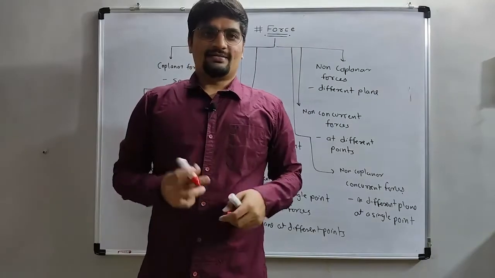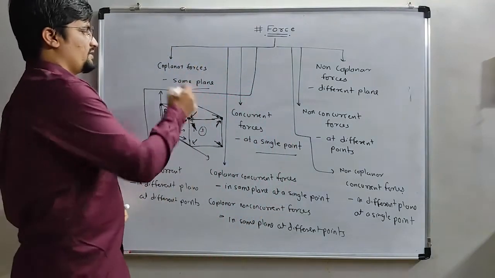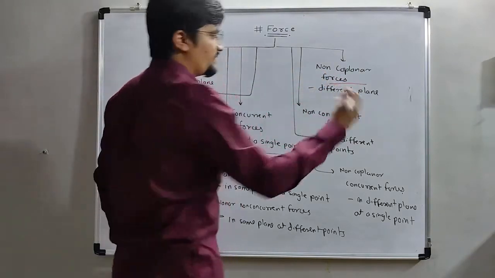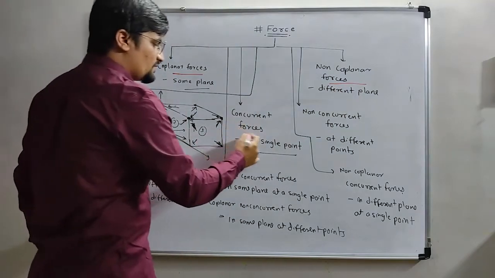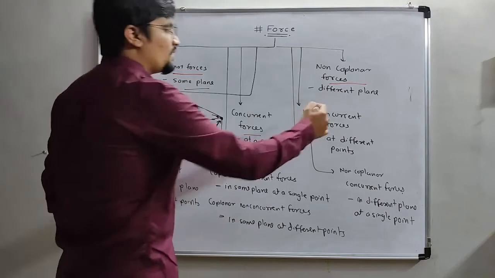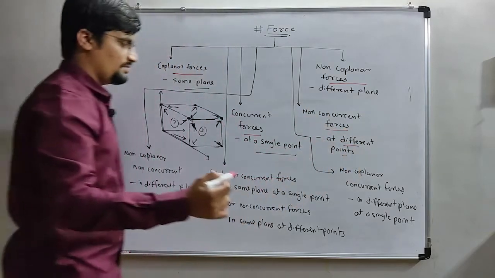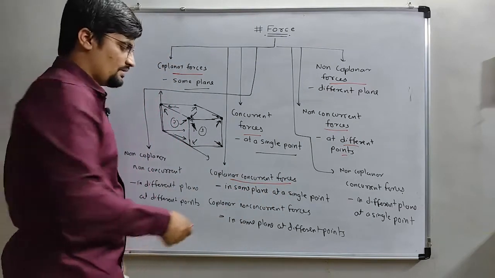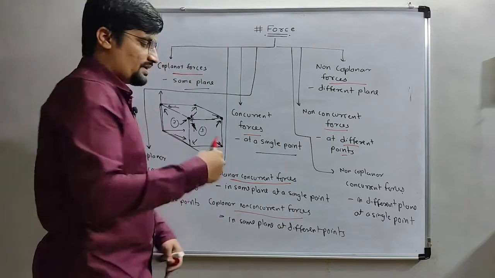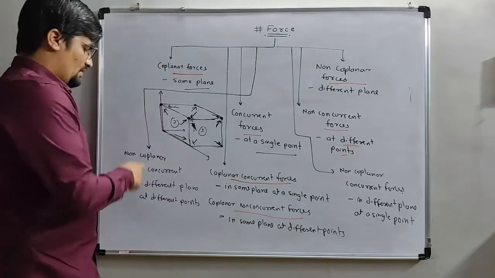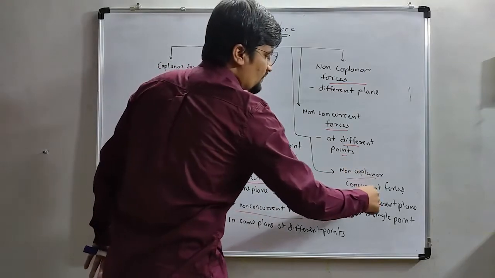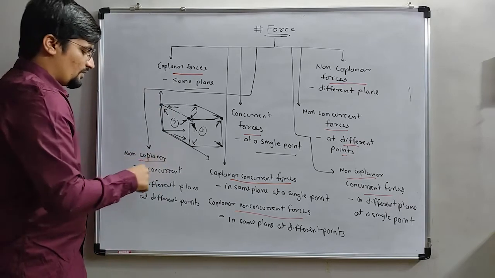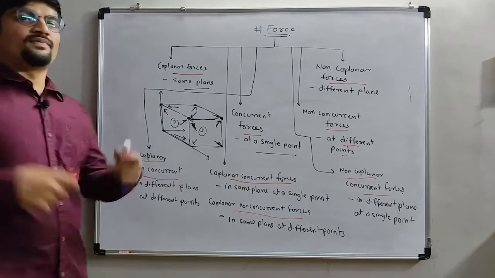Okay? Let's revise the definitions. First one we see is coplanar forces, which are in the same plane. Non-coplanar forces, which occur in different planes. Concurrent forces at a single point. Non-concurrent forces at different points. Coplanar concurrent forces: same plane at a single point. Coplanar non-concurrent forces: same plane at different points. Non-coplanar concurrent forces: different planes but at a single point. And non-coplanar non-concurrent forces: different planes at different points.